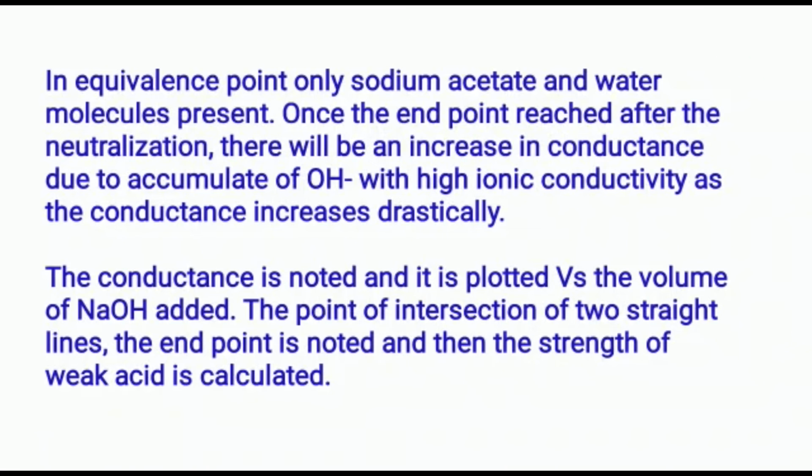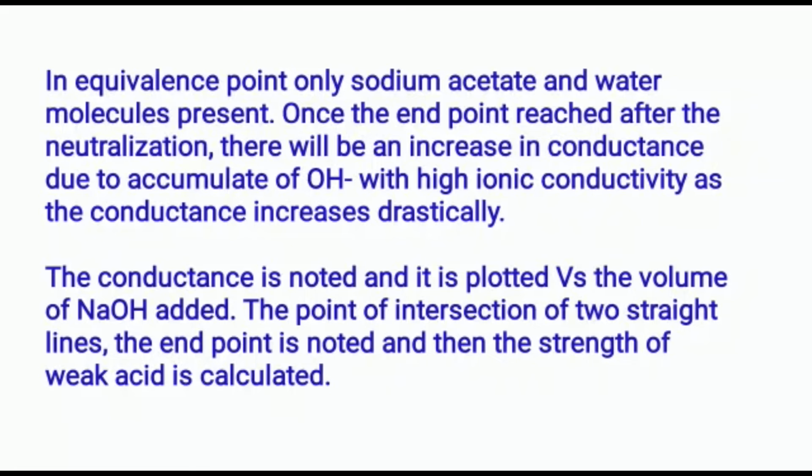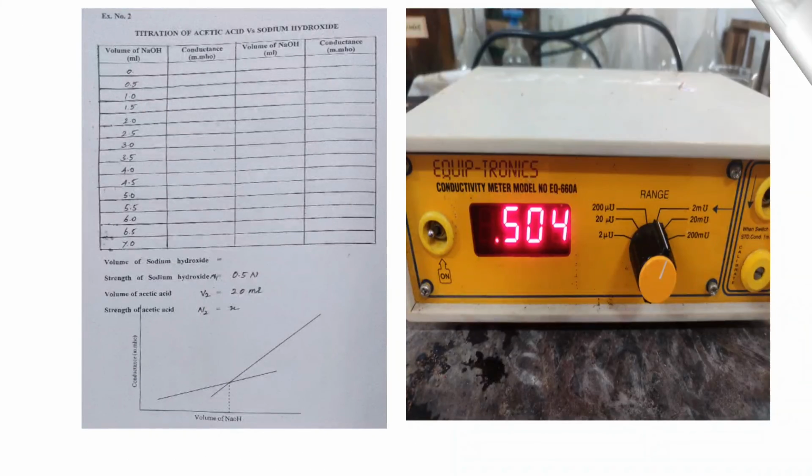At the equivalence point, all the acetic acid has reacted with the sodium hydroxide. We get only sodium acetate and water. After the equivalence point, with excess addition of sodium hydroxide, we don't have acetic acid. Accumulation of OH- ions with high ionic conductivity makes the conductance increase drastically. For every addition of 0.5 ml portion of sodium hydroxide, the conductance is noted. By extrapolating the two lines to their intersection, we take the value, which is the volume of sodium hydroxide. This value is a concordant value. This volume of sodium hydroxide corresponds to the complete neutralization of acetic acid.